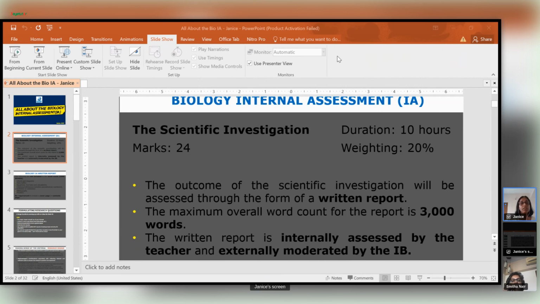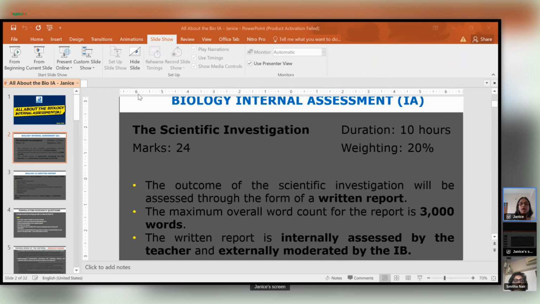As you have taken biology in the DP, the biology internal assessment is called the scientific investigation. This is the name given to the internal assessment, and the duration you have to spend is 10 hours. This 10 hours covers the practical work or the secondary data you are taking and the analysis you are doing. The maximum marks is 24, and the weightage is 20%. So the 80% is external assessment, that is the papers that come from IB.